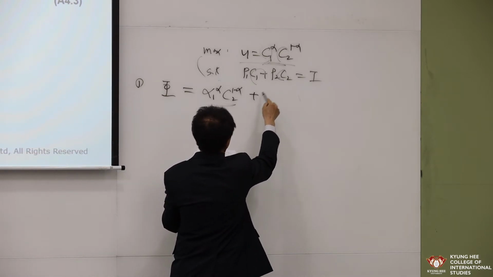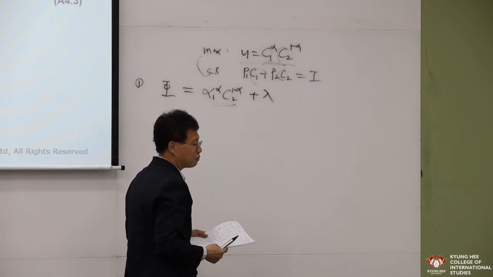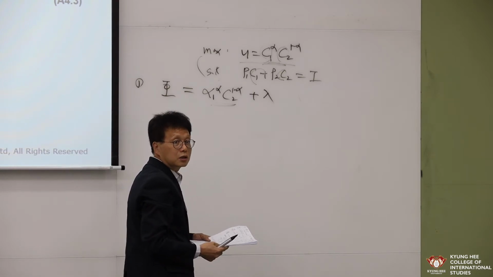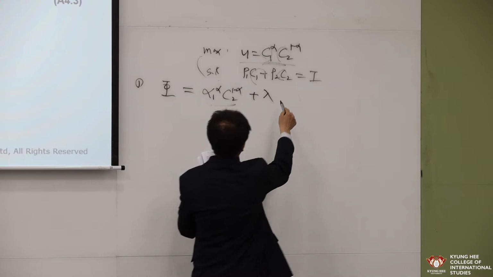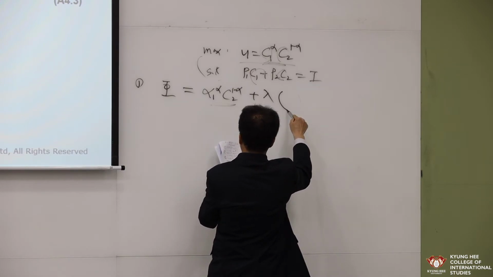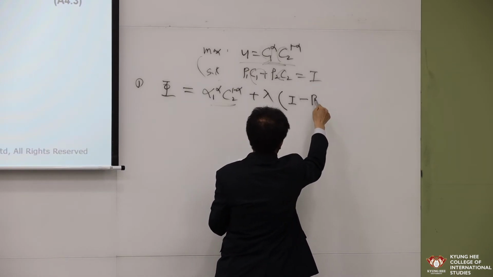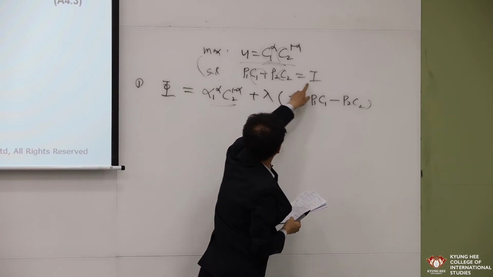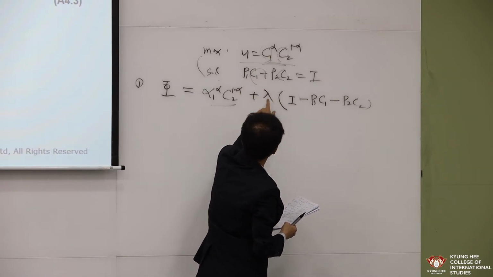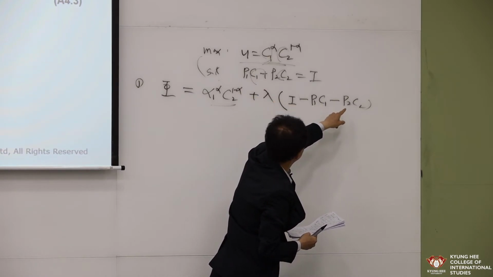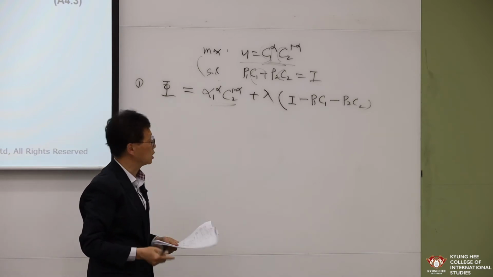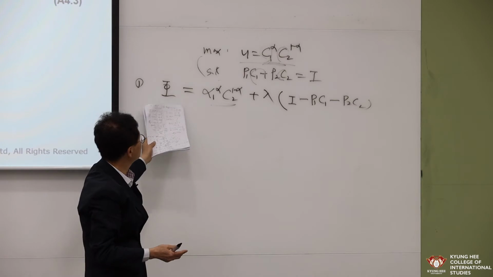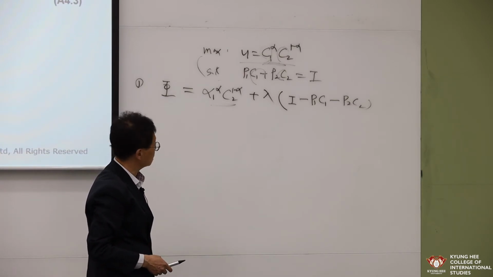Plus, we use lambda, some artificial endogenous variable, lambda, and I minus P1 C1 minus P2 C2, then. I minus P1 C1 minus P2 C2, or minus lambda P1 C1 plus P2 C2 minus income, the same thing. Okay? So the first step is to construct this Lagrangian function.